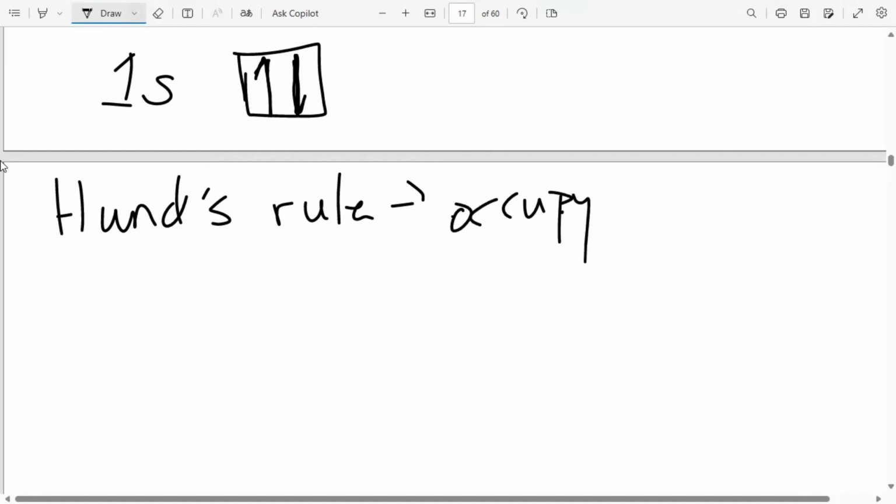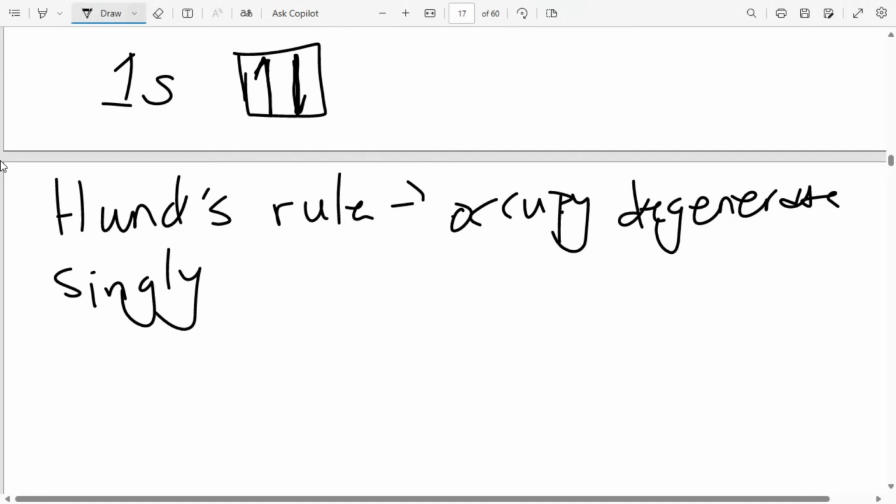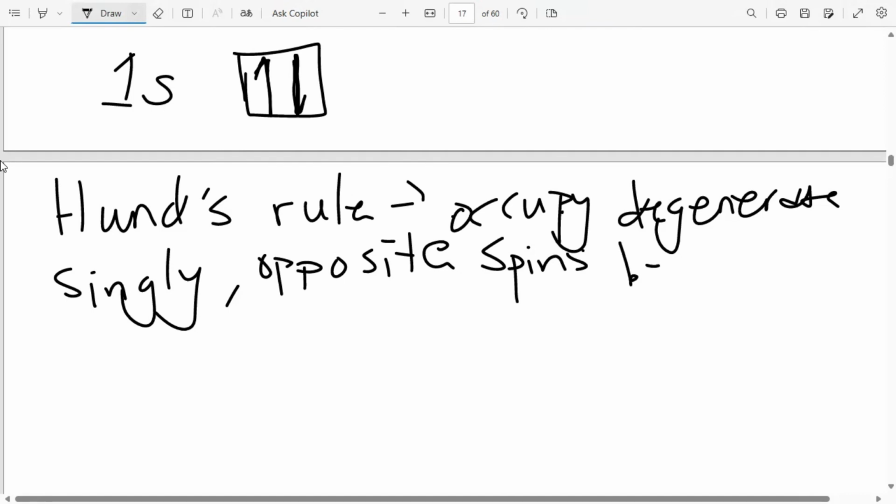Electrons should occupy degenerate orbitals singly, and with opposite spins, which is just including the Pauli's exclusion principle. With opposite spins, or with parallel spins, before pairing up, like this. So what does this actually mean?